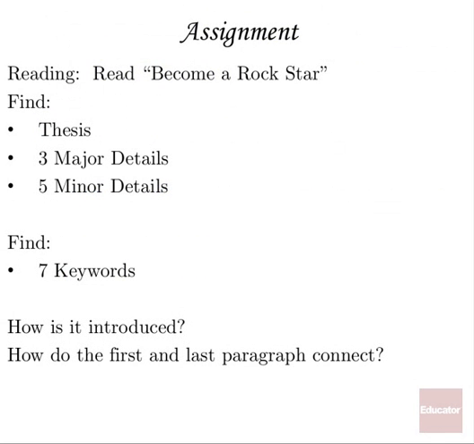Let's go ahead and go to assignments. On our website, we have an essay for you, and it's called Become a Rock Star. I need you to find the thesis, the 3 major details, and at least 5 minor details. And also, find at least 7 key words that were used in that writing. How was that subject introduced? And how do the first and last paragraph connect? How do they mirror each other? How are they similar?